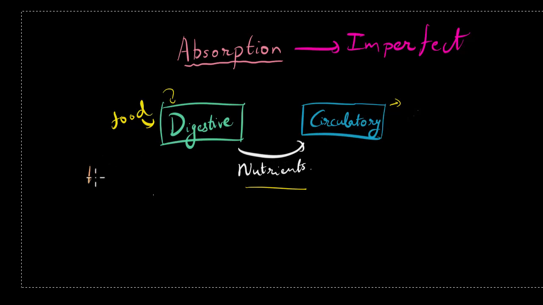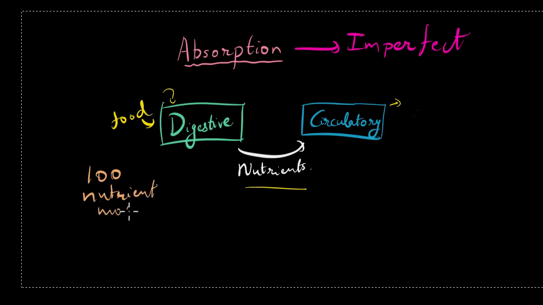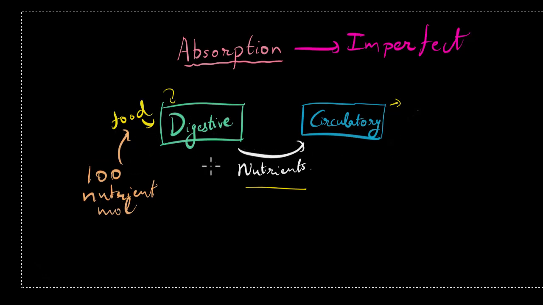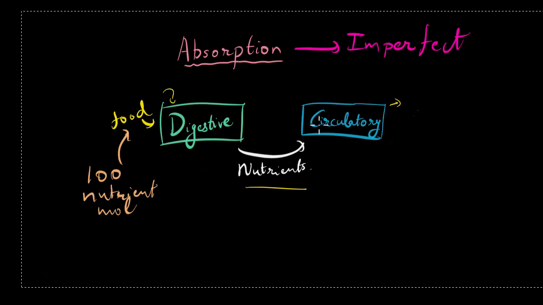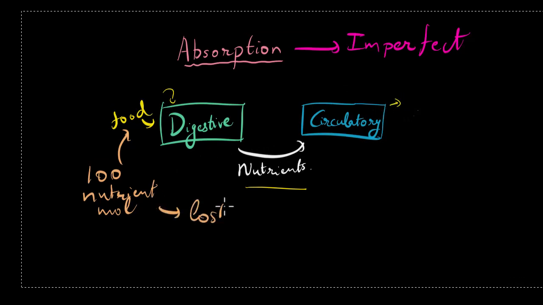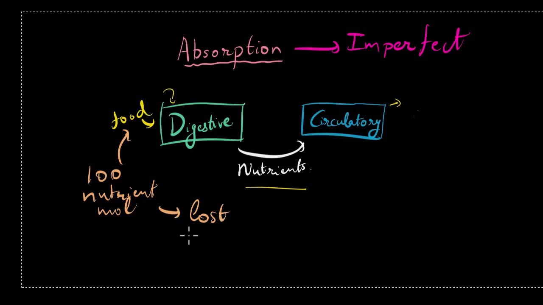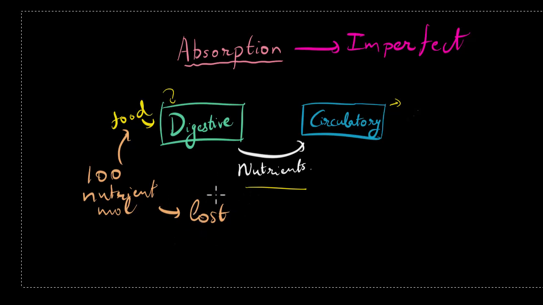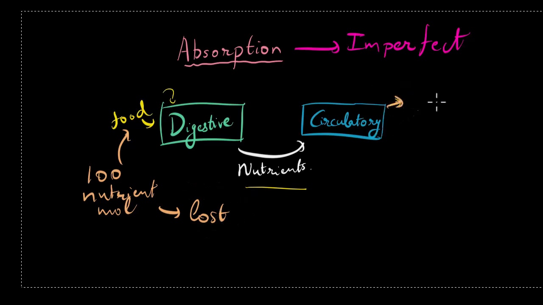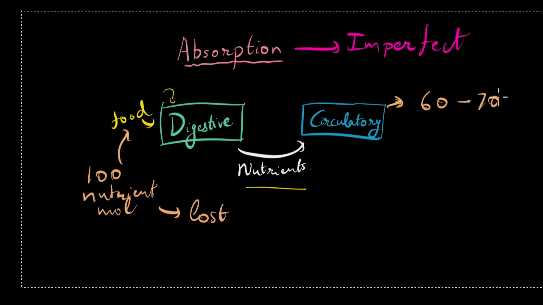So say you have 100 nutrient molecules as part of your food which you eat. Are you going to get 100 nutrient molecules circulating in your blood in some time? Well, no, because some of it is going to get lost. Some of it is just going to get broken down into something that's totally unusable. Some of it can just get lost in transportation, and some of it might just directly be excreted as is, right? So you might end up with, say, 60 to 70 nutrient molecules, and don't take these numbers too seriously.